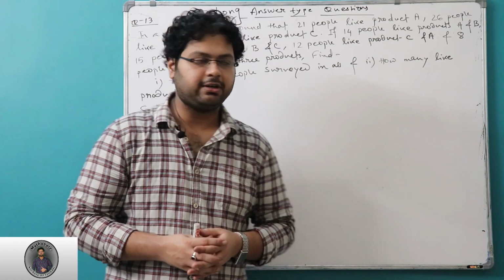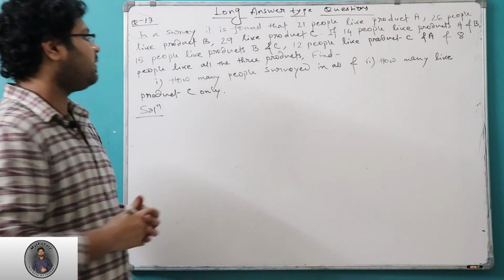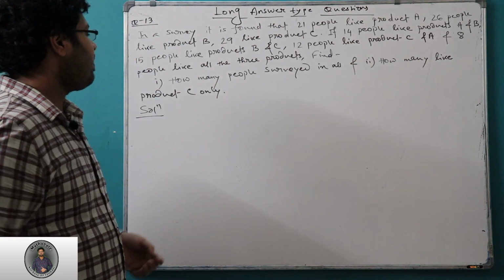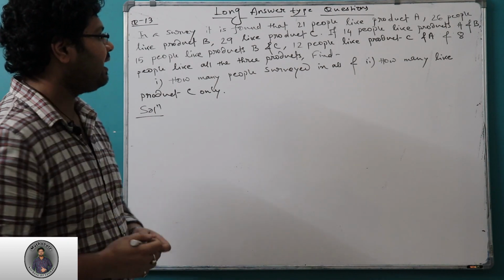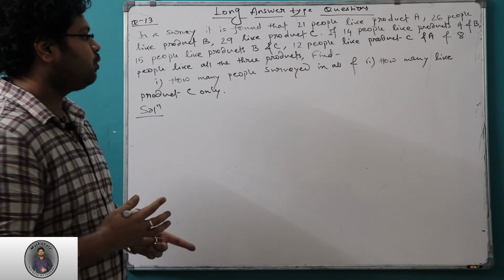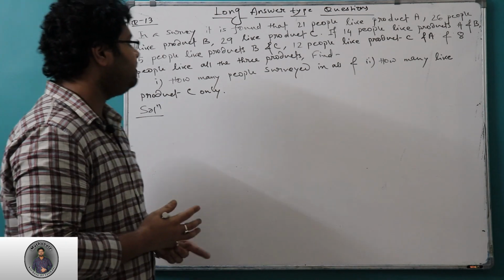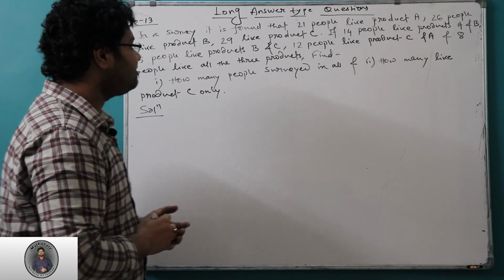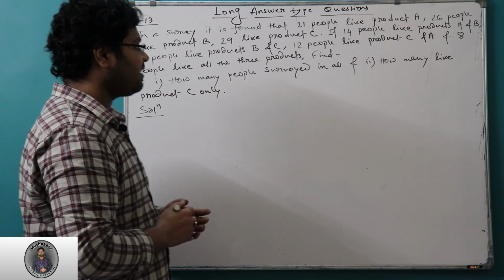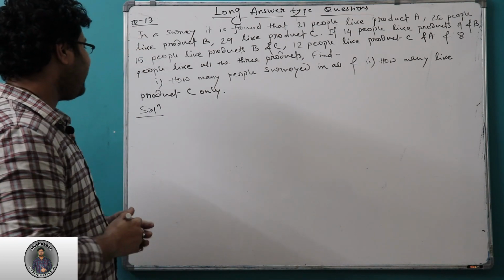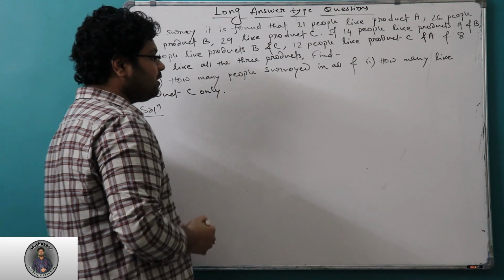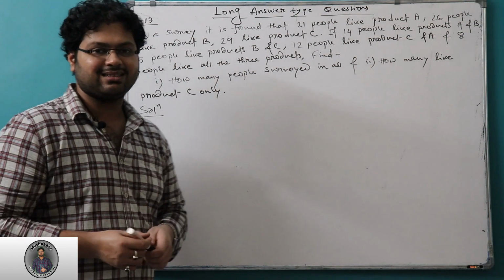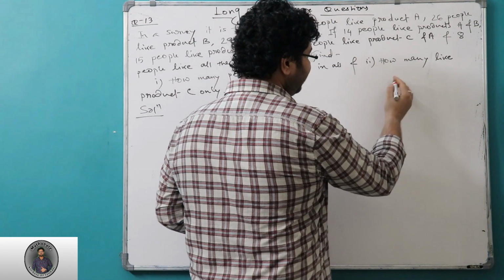Now we are coming to question number 13. In a survey it is found that 21 people like product A, 26 people like product B, 29 people like product C, and 14 people like products A and B, 15 people like products B and C, 12 people like products C and A, and 8 people like all 3 products. Find number 1, how many people were surveyed in all, and number 2, how many like product C only. So if we draw the Venn diagram, it is also clear from the question that there are 3 sets. So in the Venn diagram we have to take 3 sets.